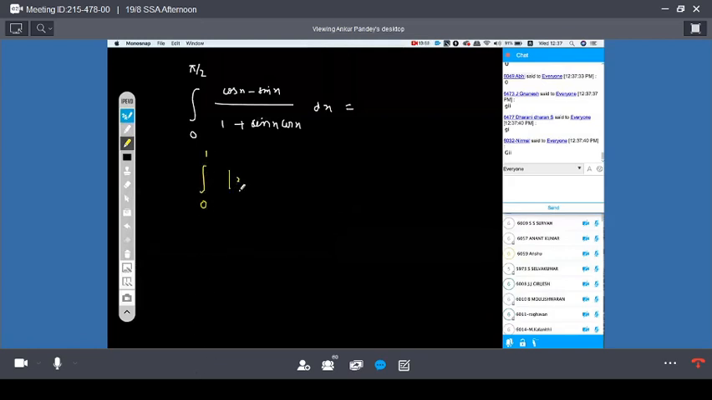Last question of definite integral from my end: integral of mod of 3x square minus 1 dx. Quickly. Mod. It is mod. Who answered it in 5 seconds? Dharni, I guess, right? Dharni or someone else?